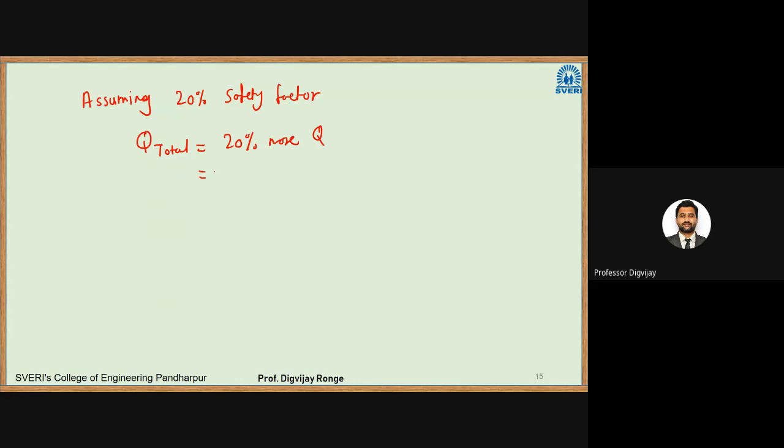Okay, so this I have calculated here. Pradyumna has calculated 73.44 into 1.2. So 20% more means that will be 1.2. Okay, so 20% more, I hope you all know. If it is X, and I take 20% of X, that will be 0.2X. So 20% more means X plus 0.2X, that will be 1.2X. So calculate this and this will be your Q total.